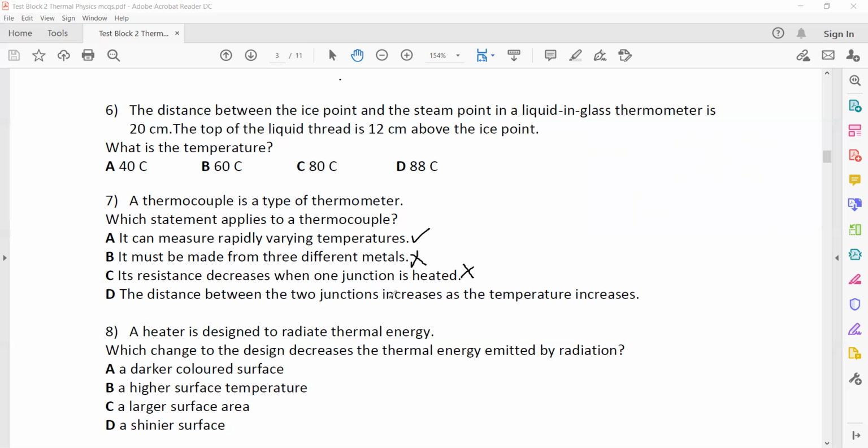The distance between the two junctions increases as the temperature increases. It's not about the expansion. Expansion does occur, but that's a negligible expansion. So this does not make sense for the thermocouple. So A is the right answer.